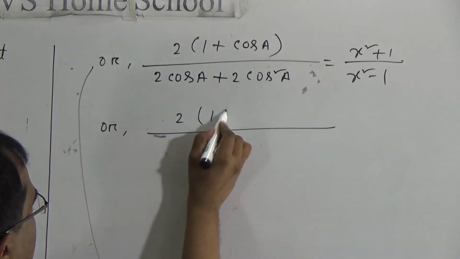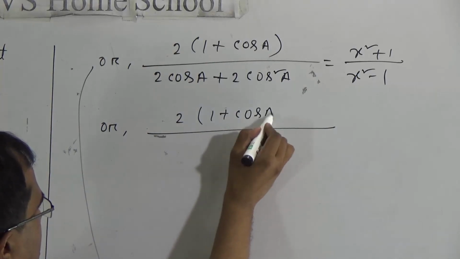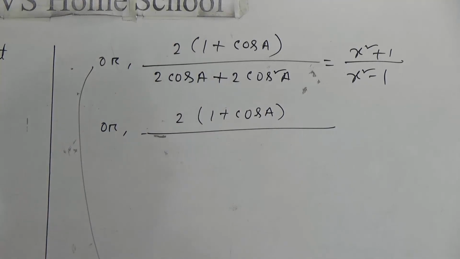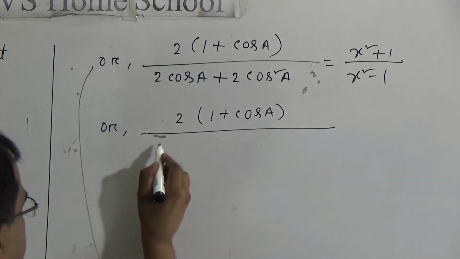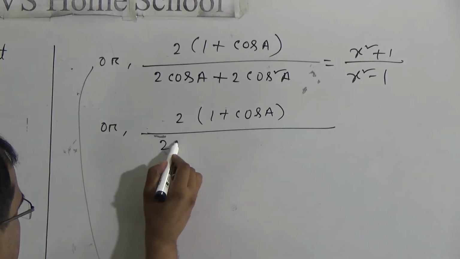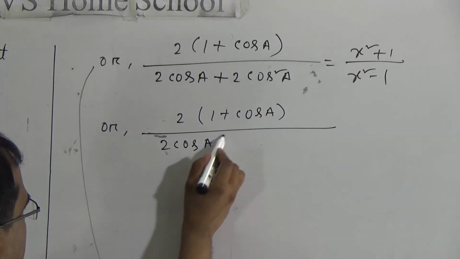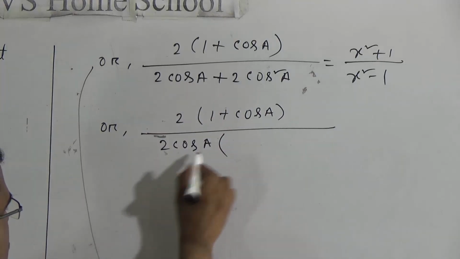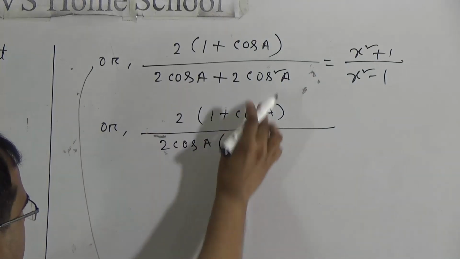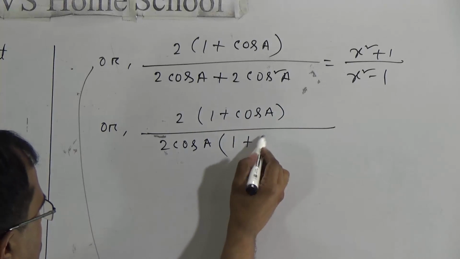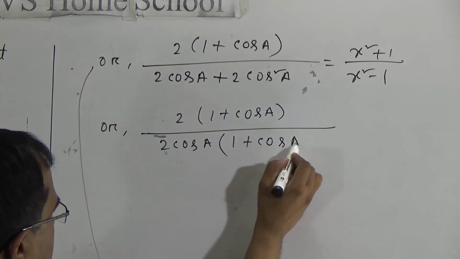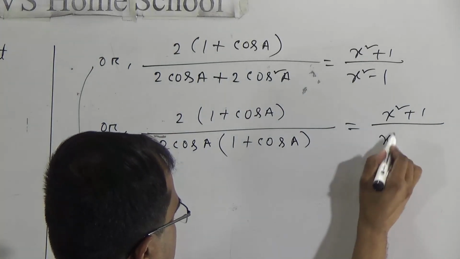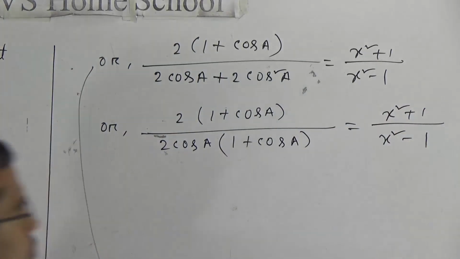Or 2 into 1 plus cos a divided by 2 cos a plus 2 cos square a. So outside the first bracket we can write 2 cos a. Inside the first bracket, if we divide 2 cos a by 2 cos a, it will be 1, plus, if we divide 2 cos square a by 2 cos a, it will be cos a, equal to x square plus 1 divided by x square minus 1.